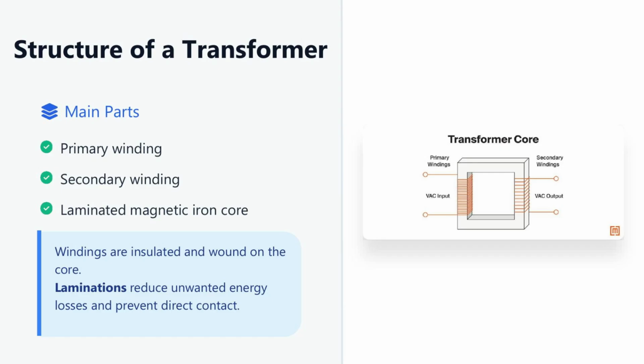The secondary winding is the output side. Voltage is induced into this winding as a result of the changing magnetic field created by the primary. The windings are insulated and carefully wound around the core. This design ensures efficient energy transfer while minimizing losses.